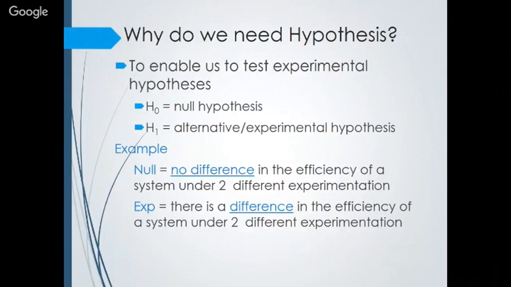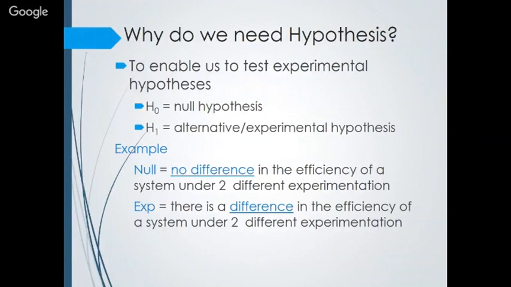We have two hypotheses. First is H0, the null hypothesis, and H1, the alternative hypothesis or experimental hypothesis. These are the two hypotheses normally involved in test statistics. For example, the null hypothesis is that there is no difference in the efficiency of a system under two different conditions. In test statistics, we are trying to compare two experimental conditions, or two results from the experimental conditions, or the global result with the sample results.